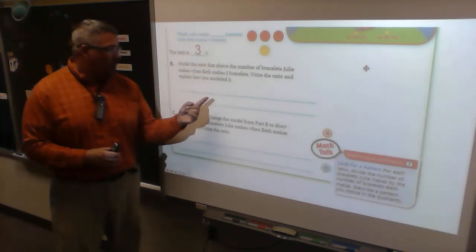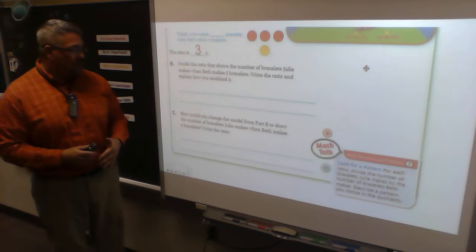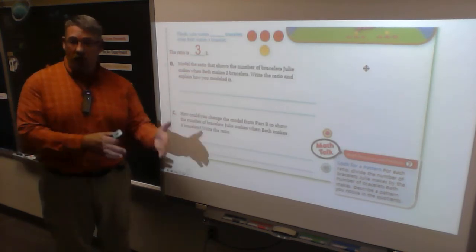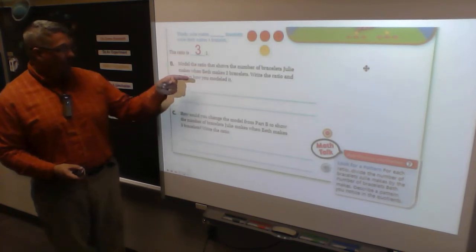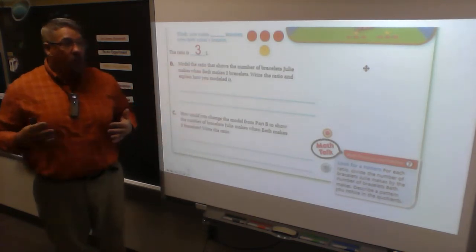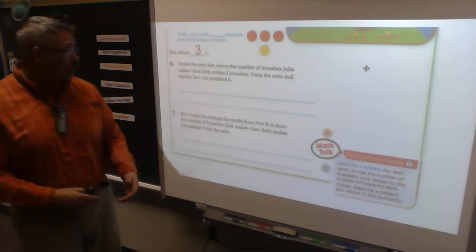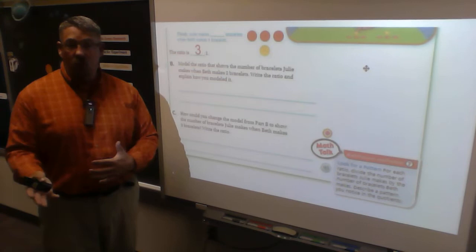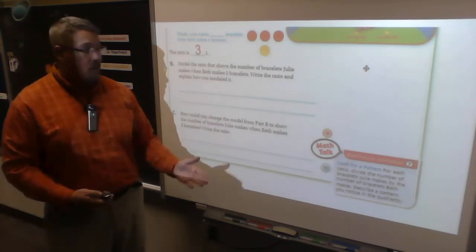This says, model the ratio that shows the number of bracelets that Julie makes when Beth makes 2 bracelets. Write the ratio and explain how you modeled it. So I have to model it. I have to have something over there. Now you could put R's for red and Y's for yellow. You could put J's for Julie and B's for Beth. I don't care how you model it. I just inserted the circles that they did.